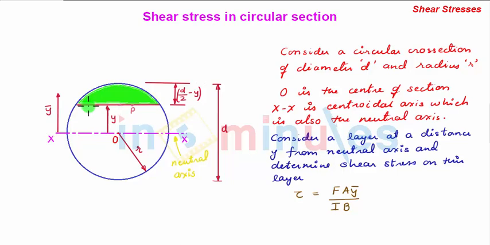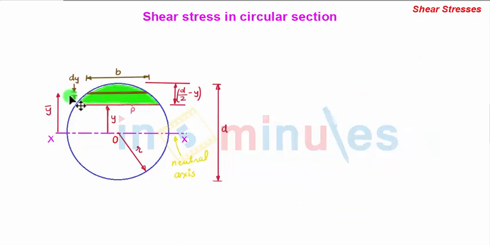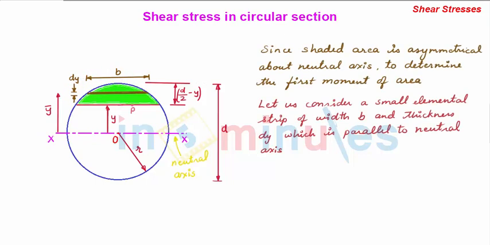Now we see, since this shaded area is asymmetrical about the neutral axis, to determine the first moment of this shaded area let us consider a small elemental area within this shaded part of the cross section which is parallel to the centroidal x-axis or neutral axis. The width of the elemental strip is b, whereas its depth is dy. Let us do a small construction within this cross section where we see that the width of the layer will be given by AC and it will be equal to 2 times AB or 2 times BC.